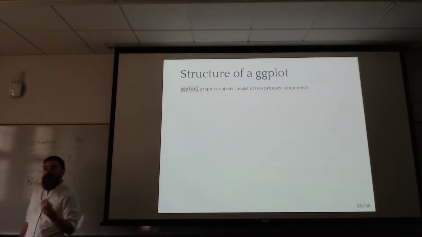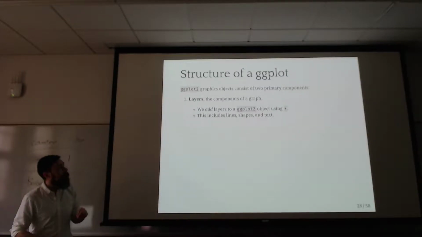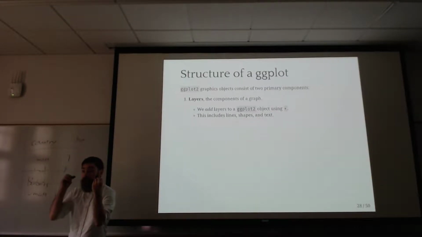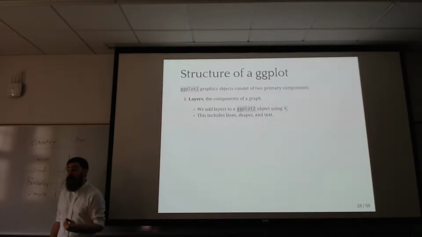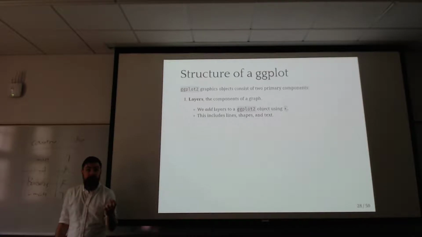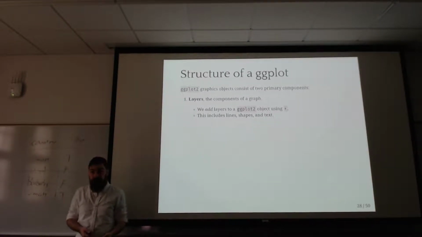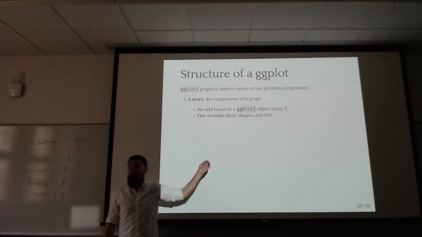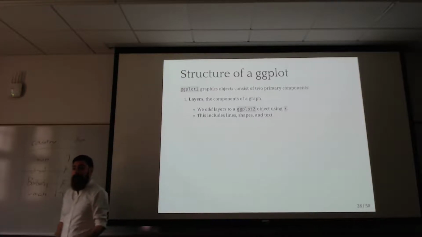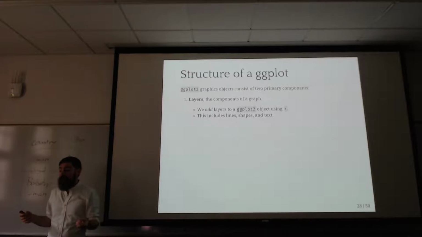So, ggplots are constructed from two primary components. There are layers. The layers are the actual structural components of a graph. We add layers to a ggplot2 object using the plus sign. You just tack them on like you're adding things on, because you literally are. It's just an addition to the object. Layers include things like the lines, the shapes, the text, of any kind on the plot. Basically, if you can see it, a layer drew it.